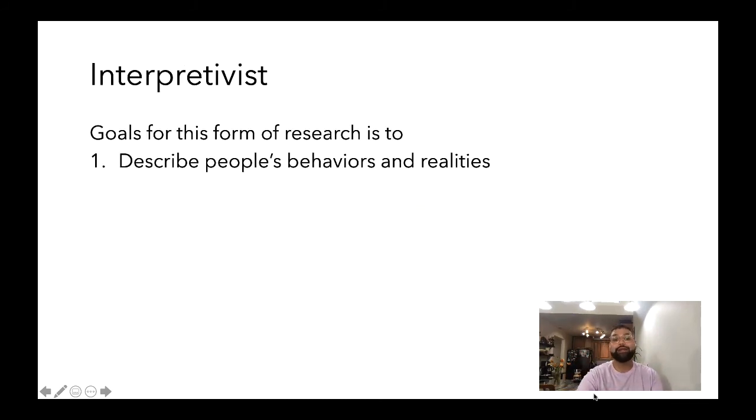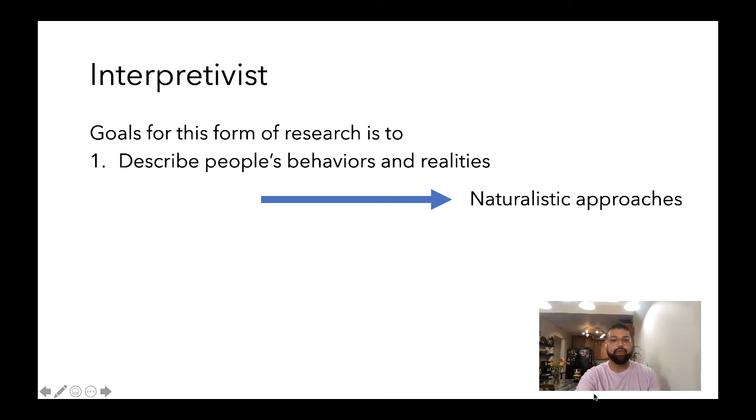Interpretivist theory, the aim of this is really describing the behaviors of people and the realities of people in a very context-specific area. And we do this through naturalistic approaches like interviewing and focus groups. We're really trying to understand why people do the things they do, and that's about it. We're just really trying to describe processes. We're not in the business of testing much in this perspective. Okay?